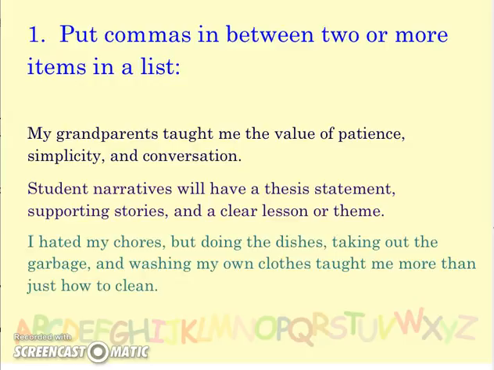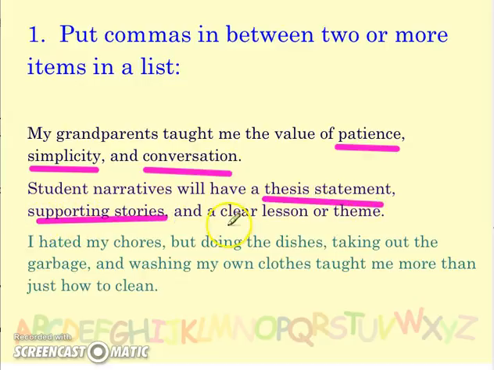First, we'll start with an easy rule. Use commas in lists of more than 2 items. In this first sentence, 3 things are mentioned, and the commas help separate them clearly. The second sentence shows that a list can be of items of more than 1 word. A thesis statement, supporting stories, and a clear lesson. Easy.